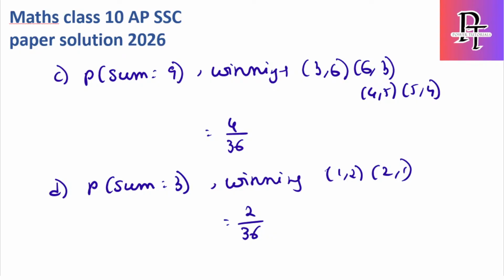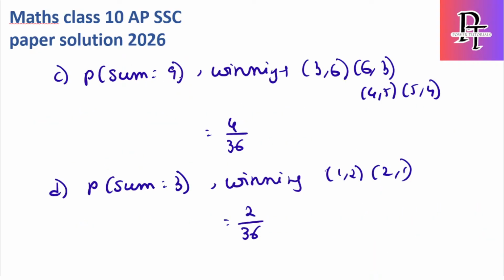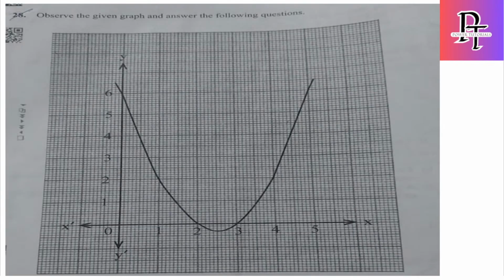Okay, in this way I have written all 4 cases. So first one, sum is equal to 4, I got 1 3 3 1 2 2, so 3 by 36. P is equal to 5, I got 1 4 4 1 2 3 3 2, 4 by 36. And then I have taken P of 9, which is 3 6 6 3 4 5 5 4, 4 by 36. P of sum is equal to 3, I got the winning only 2 cases, which are 1 2, 2 1, so the answer is 2 by 36. Okay, go to next question.